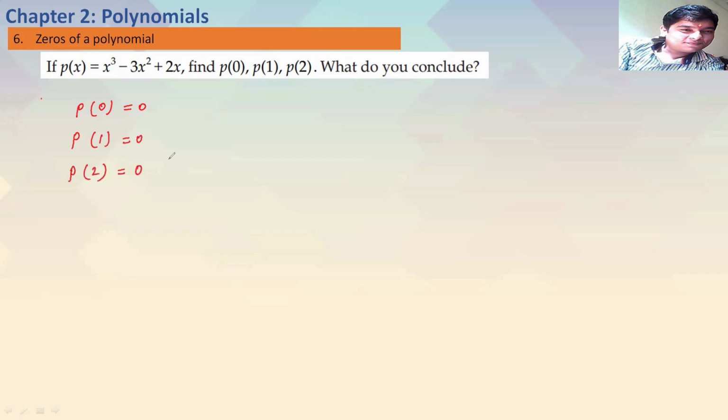In all of these, what were the inputs? Inputs were 0, 1, and 2. Very good. Input x is equal to 0, x is equal to 1, x is equal to 2. These are going to be called by a name. These are called zeros of the polynomial. Heard of this? Zeros of the polynomial P(x).